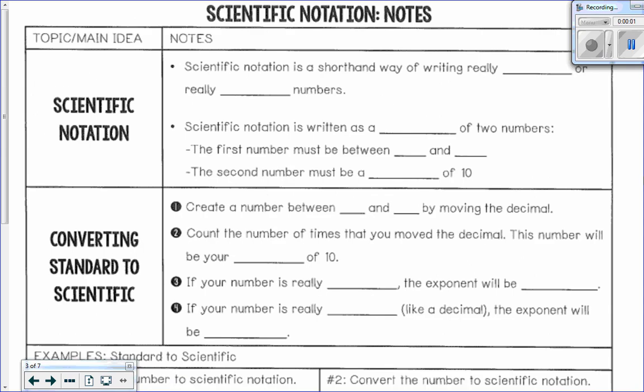All right, so today we are going to convert standard form to scientific notation, and vice versa. We're going to be given scientific notation, and we're going to have to convert back to standard form. The next time you see this will be in chemistry in high school.